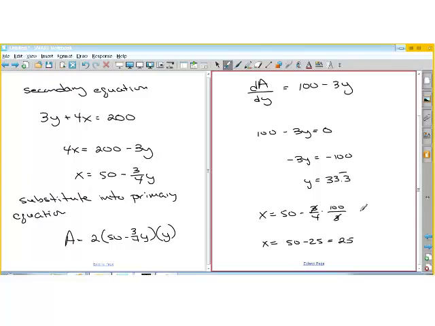And what are the units? Feet or meters? Feet. So we get y is equal to 33.33 feet, and x is equal to 25 feet. So those are my solutions.